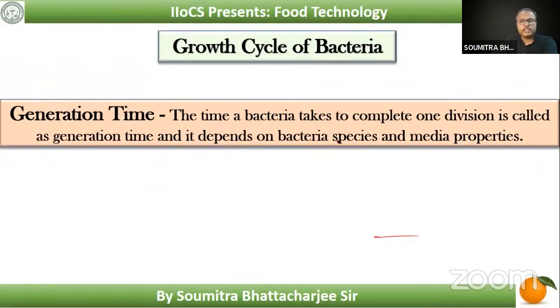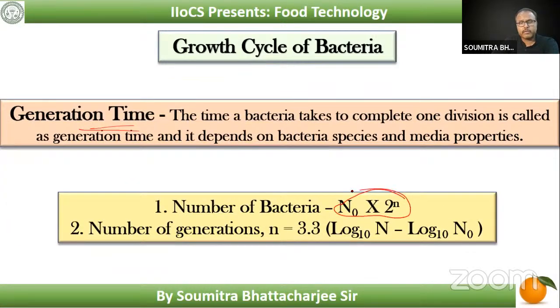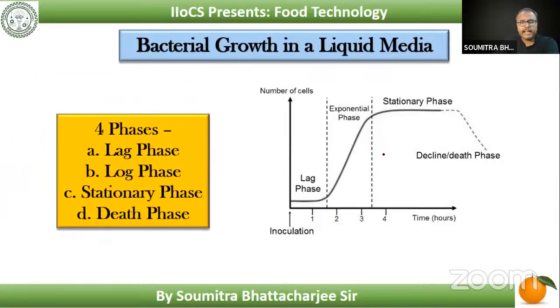Now, the growth cycle of bacteria and generation time. What is generation time? It is the time a bacterium takes to complete a single division. To calculate the total number of bacterial cells, we have the formula 2^n multiplied by N0, where N0 is the initial number of cells. The number of generations, small n, can be found using 3.3 log10 of N divided by N0. Like that, we can find the total number of bacteria present.